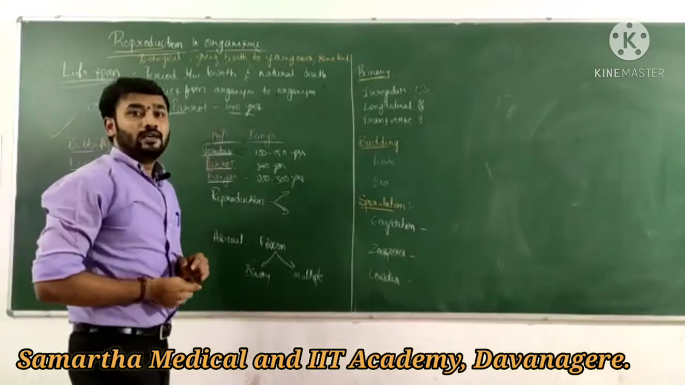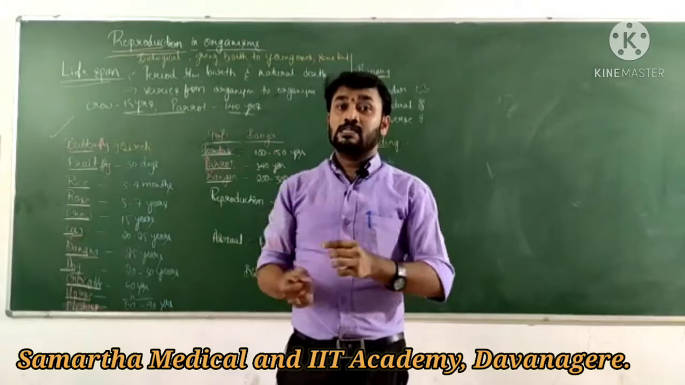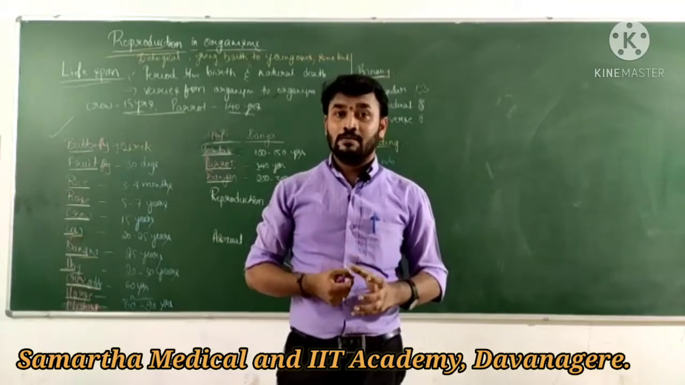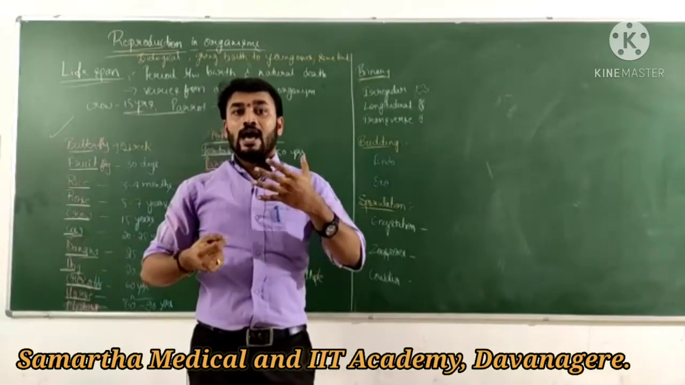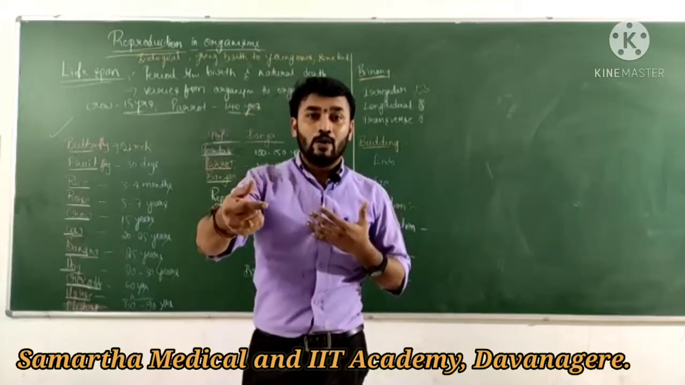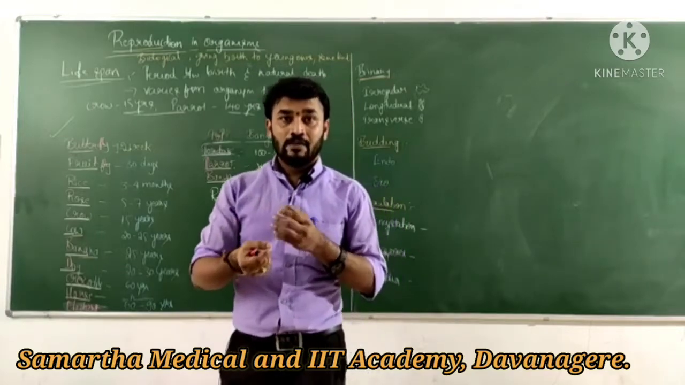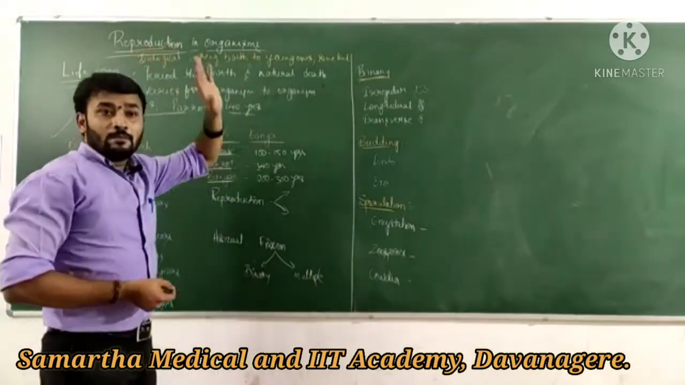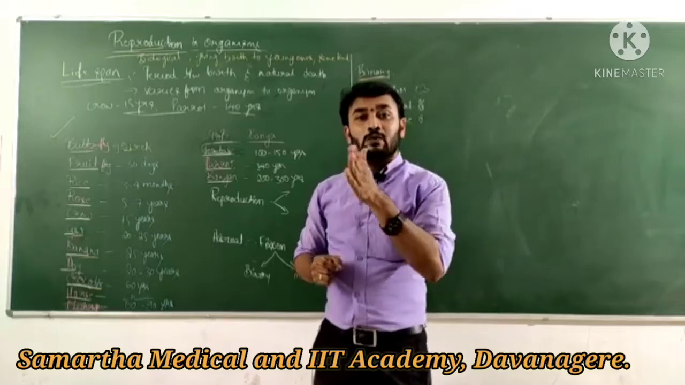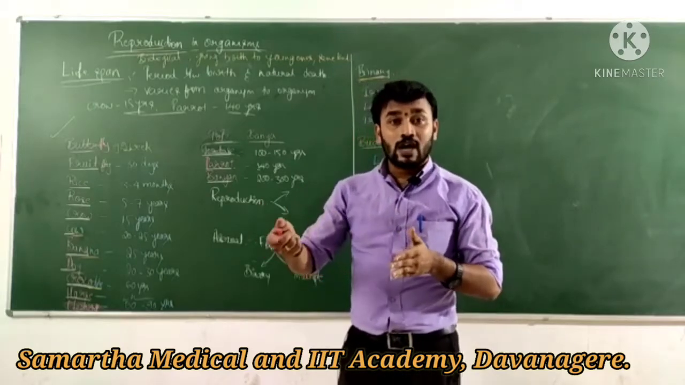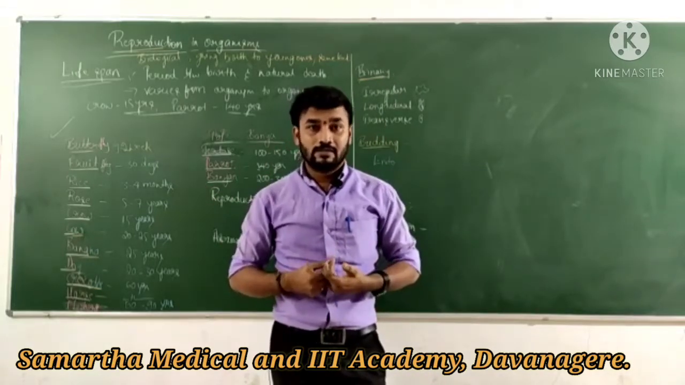So once again I am repeating, reproduction can be defined simply, but it is a complex process in a higher organism and a simple process in a lower organism. Reproduction is a biological process in which a parent gives rise to new young ones or offsprings of its own kind, which are similar to the parent. It is nothing but cell division in lower or unicellular organisms, and very complex in higher organisms like human beings.